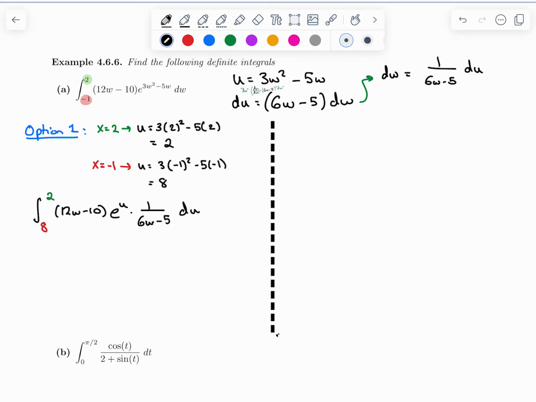So let's recap, because this is kind of weird because we're doing it a little bit different than we've normally done. Regardless of the format, you have to do the u substitution itself. So we did that up here. We got dw is equal to 1 over 6w minus 5 times du. And then if we're doing option 1, we're changing the bounds to u bounds. The upper bound was 2, so when I plugged that in, I got that u is also equal to 2, just kind of by happenstance. Just so happens that it works out. And when I plug in the lower bound, x equals negative 1, I get that u will equal 8. So the new integral is from u equals 8 to u equals 2.